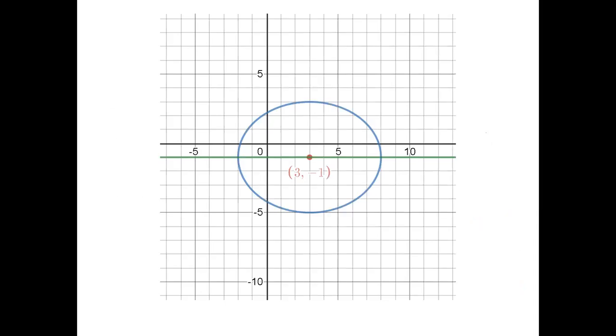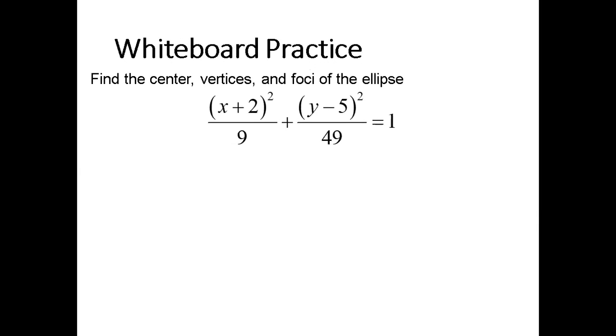Okay, here is the graph of that standard equation. So it's really a horizontal graph with center 3, negative 1. The green there is the focal axis, where we can locate the foci of the ellipse. Now for your whiteboard practice, please answer this one. Find the center, vertices, and foci of the ellipse with this given.